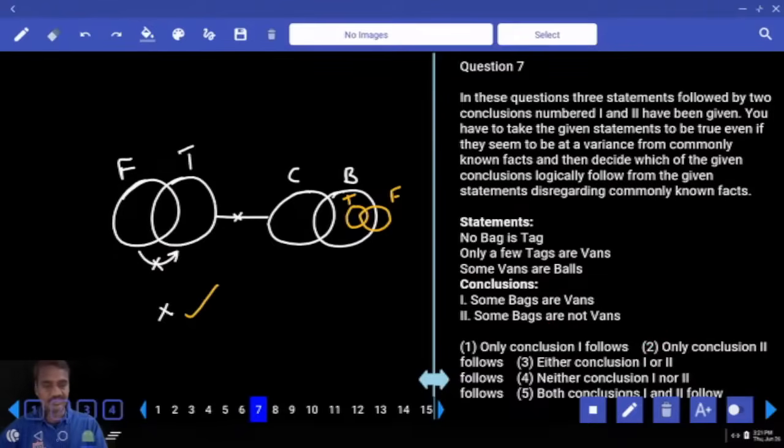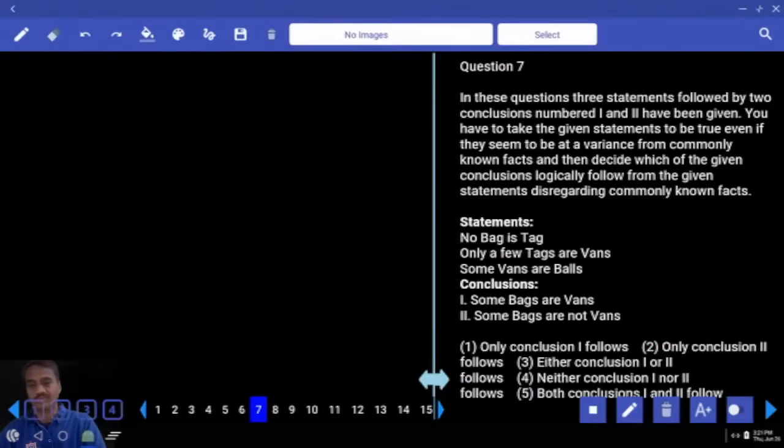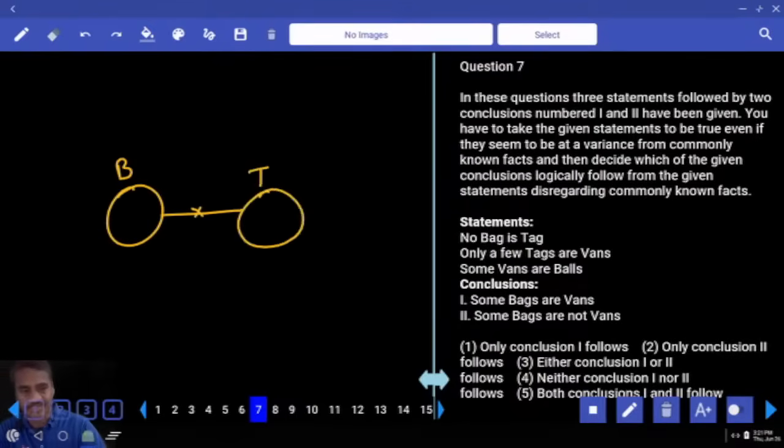The next one, the 7th one. Now in this 7, no bag is tag. No intersection between bag and tag. Bag is here, tag is here. And only a few tags are vans. Some of the tags are vans but not all. And some vans are balls. Now some vans are balls, this is bag. And some bags are vans, that is not possible.